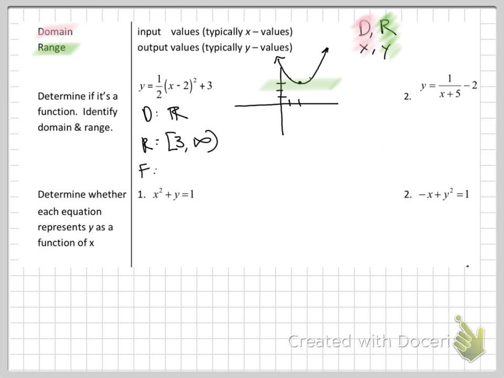Is it a function? If you draw a bunch of vertical lines through it, each line only hits once, so yes, it is a function.